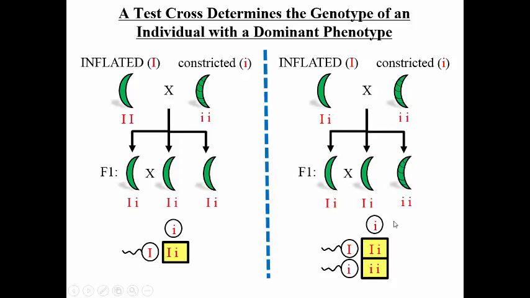Realize, it doesn't have to be half and half exactly, right? This is just probability, which we'll touch upon more later. So it doesn't have to be half and half, but the point is you see both. So if you see inflated and constricted offspring in a test cross, you know that the unknown organism had to be heterozygous.